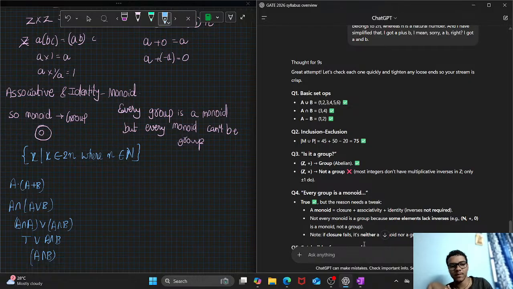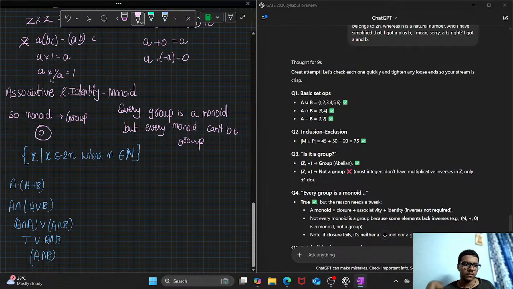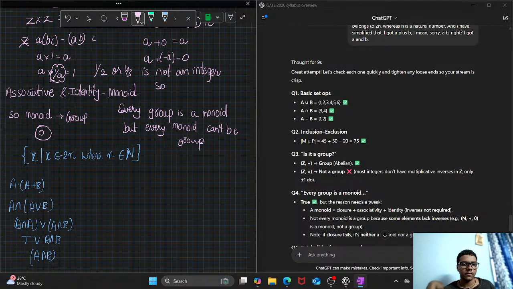Still, integers do not have a multiplicative inverse. 1 by 2 or 1 by 3 is not an integer. So not closure. Got it?